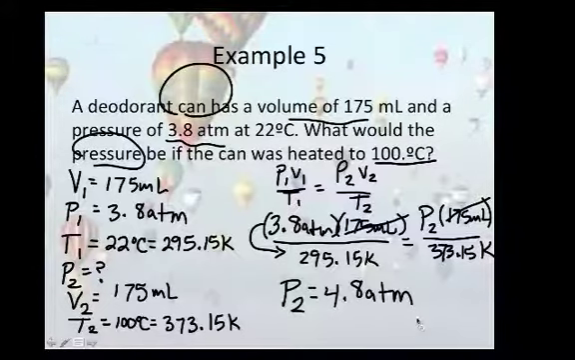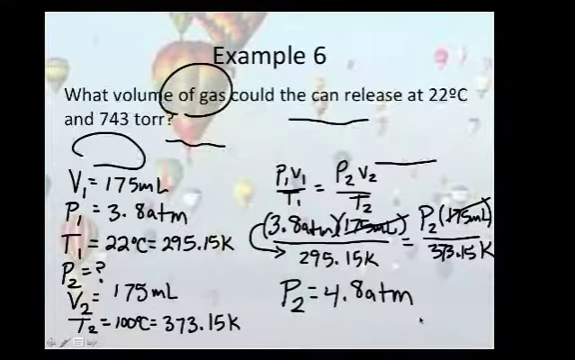I'm going to leave the writing here because example 6 is dealing with this same question. So it says, what volume of gas could the can release at 22 degrees Celsius and 743 torr? We're going to push the little button and some deodorant is going to come out, and we want to know like how much space is it going to take up, right? Is it just going to be enough to cover your armpit, or is it going to fill up the whole locker room? So that's what we need to figure out here.